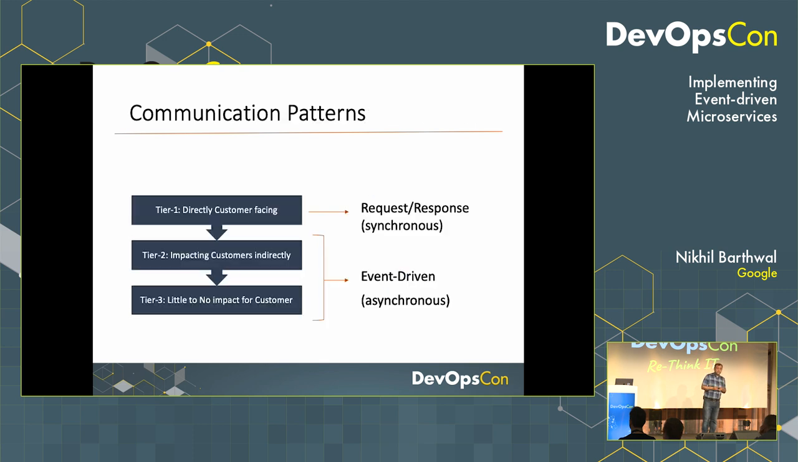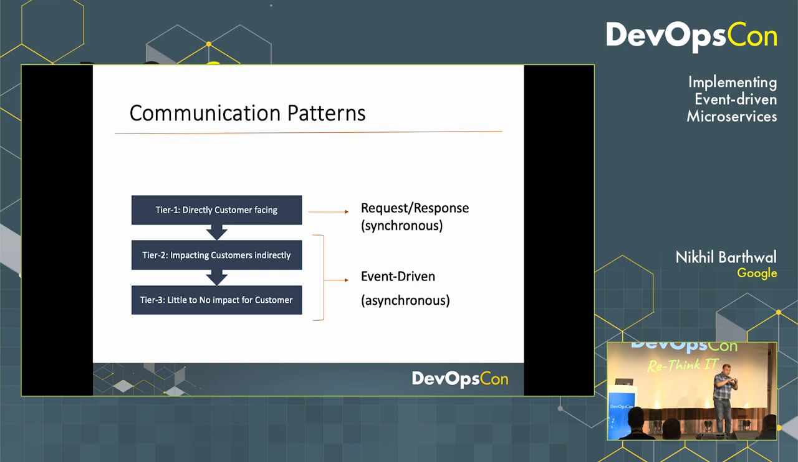And like I mentioned, in real-life microservices architecture, you kind of use both. In this example I've divided my services into three tiers, but honestly, you can divide it into as many tiers as you want. And you have certain services that are directly customer facing. For example, an e-commerce site like Amazon or Jet. If that service goes down, you can't place your order. The customer knows it, it right away affects him, and obviously there is loss of revenue. You want to use request response in those kinds of systems because it has better error control.